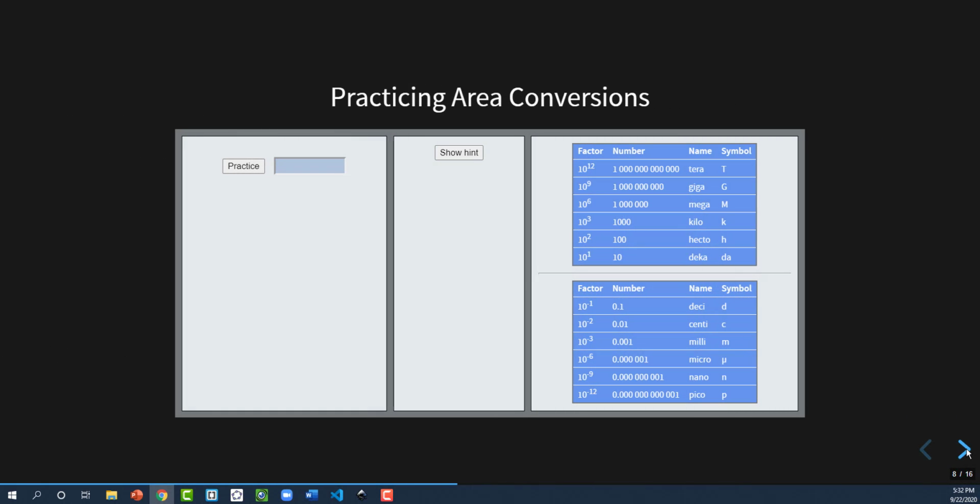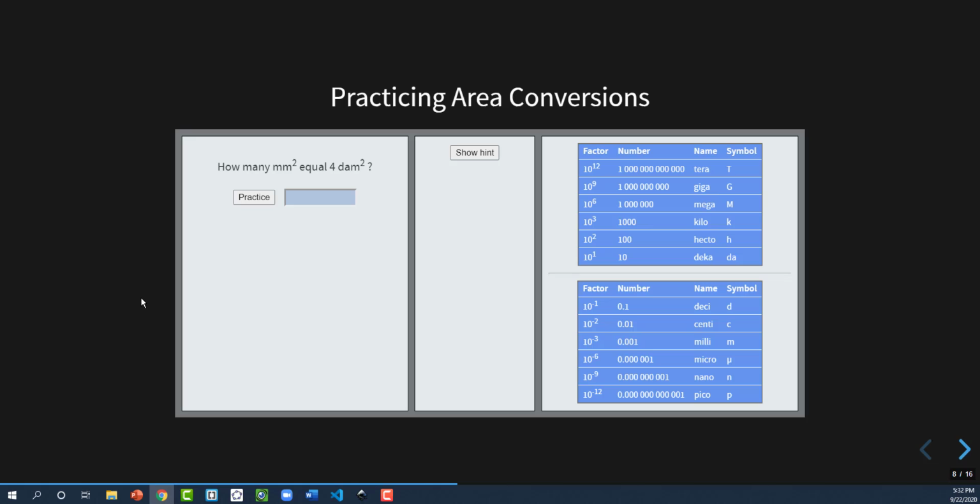And let's do a couple of practices. We're just a few minutes into the tutorial. I think we can take the time to practice a couple. So let's see how the first one comes out. The question is, how many little millimeter squares are equal to 4 decameter squares? Decameter squares are pretty big. A decameter is 10 meters. So you're talking about something that is 10 meters by 10 meters. That's one of those squares, and it's 4 of them. So we're talking a pretty big number.